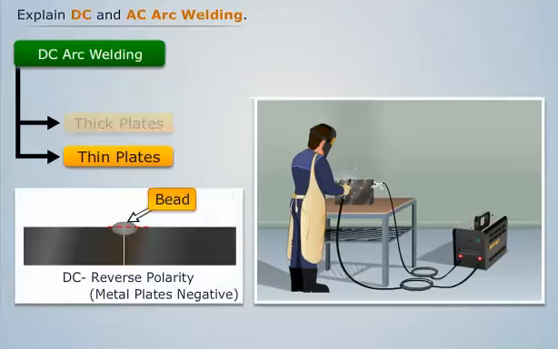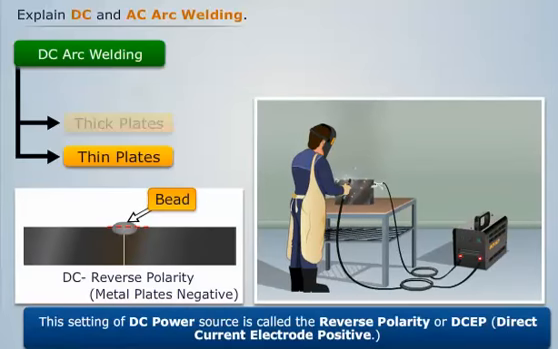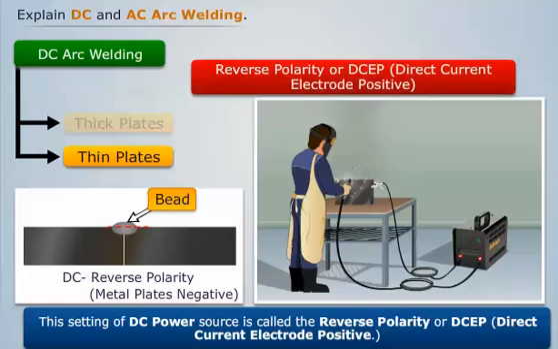The weld bead formed by this type of welding would be as shown. This setting of the DC power source is called the reverse polarity or DCEP, that is, direct current electrode positive.